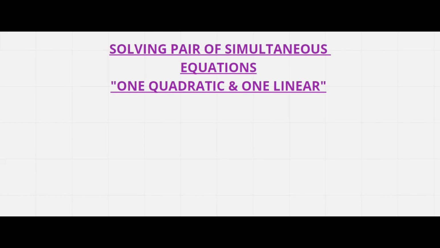And in this video we are going to understand how to solve a pair of simultaneous equations in which one is going to be a quadratic and the other one is linear. So you can see that there is going to be a difference in the degrees of the equation. So of course elimination method is not going to be applicable here. The methods which are going to be very much valid are substitution, comparison and graphical methods.